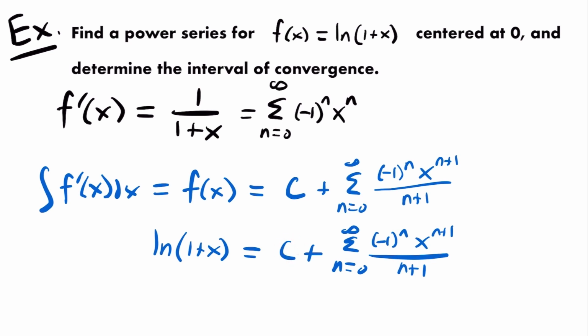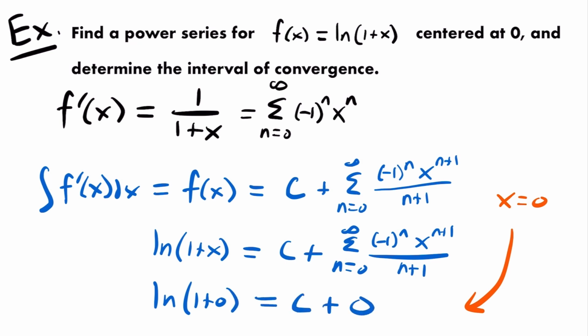In this case, if we let x equal 0, this power series is just going to become 0, because 0 to the power of n plus 1 would just be 0, times negative 1 to the power of n would still be 0, divided by n plus 1 is still 0. So this whole sum would just become 0, and so if x equals 0, we will have the natural log of 1 plus 0 is equal to c plus 0. And a natural log of 1 plus 0 is the natural log of 1, and the natural log of 1 is equal to 0. And so what we'll have is that 0 is equal to c. And so that constant of integration in this case is just equal to 0.